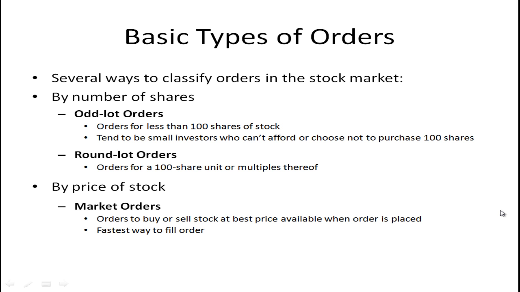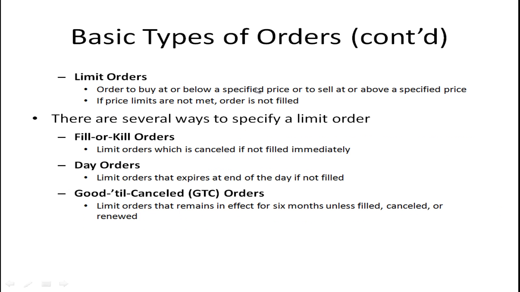Now, if we want to move on, you can engage in some sort of transactions that will protect you should the price of the stock fall or should the price of the stock rise. And these are referred to as limit orders. So a limit order is an order to buy at or below a specified price, or if you happen to have a limit order to sell, it's to sell at or above a specified price.